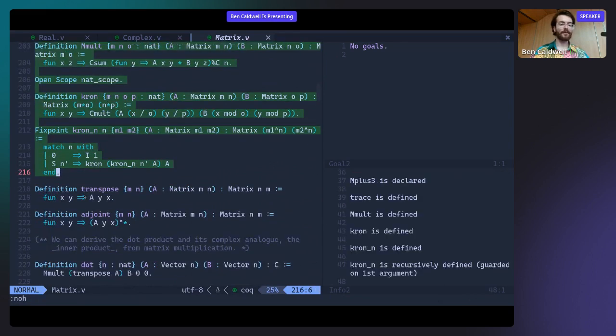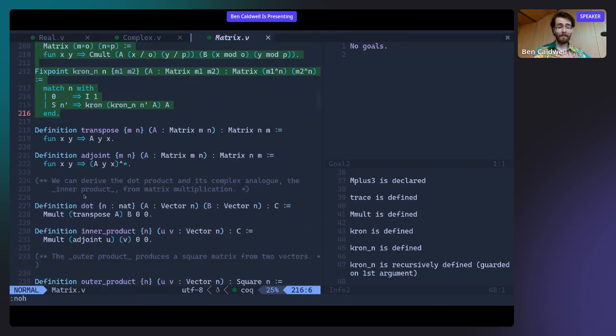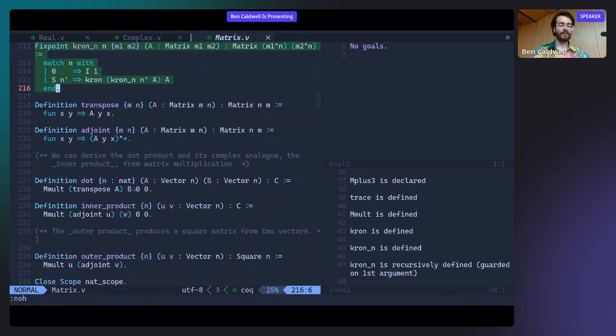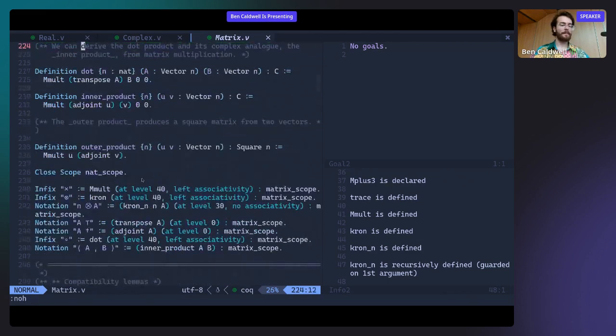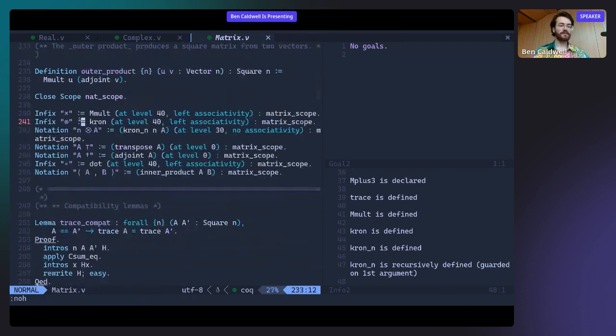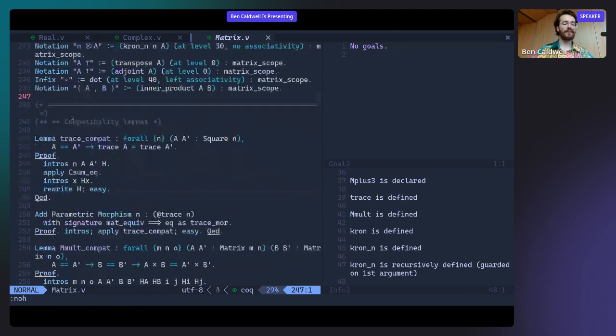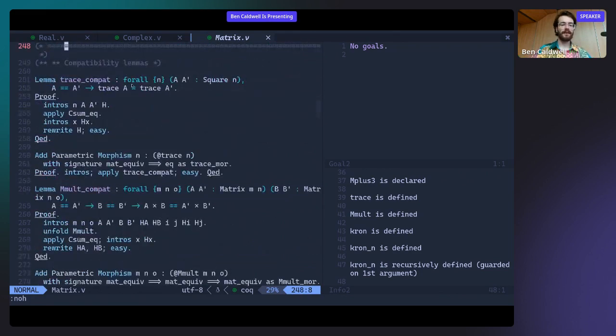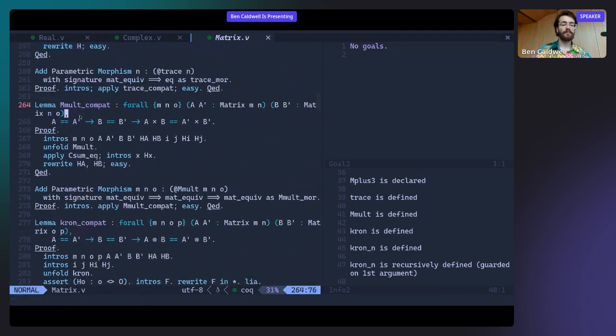We have repeated Kronecker products, we have transposes, we have adjoints. We have dot products, we have inner products, outer products, and all this has nice notation. So you'll be able to see these in nice equations on the side as you're actually doing your verification. There are some compatibility lemmas. This allows us to do some fancy things based off of, if these are equivalent within their dimensions, then the traces are going to be the same function.